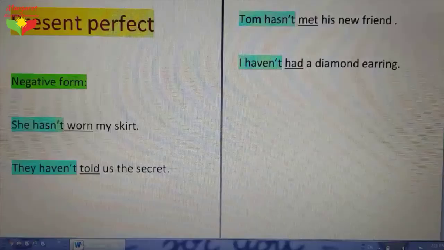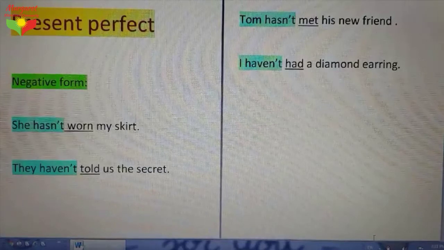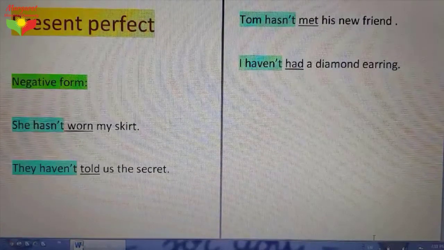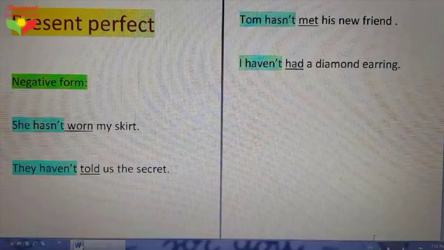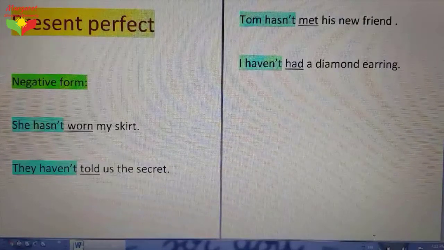So now, stay with me. My lovely students, please pay attention to this slide because it is one of the slides that I prepared for you, which is about present perfect negative form. Previously, we talked about the affirmative form and we practiced with some examples. So now, it is about negative form.